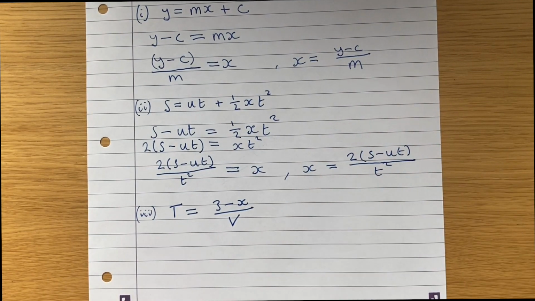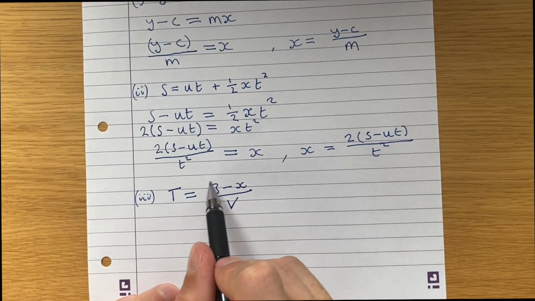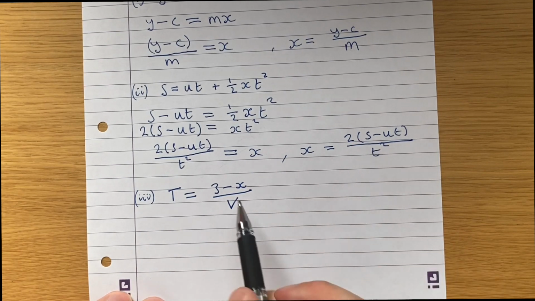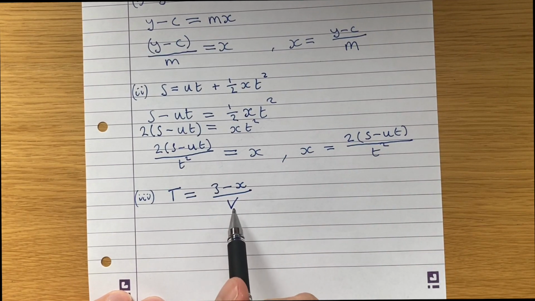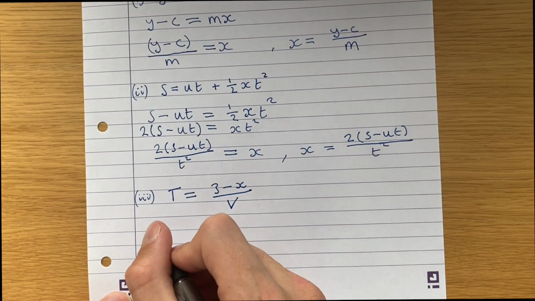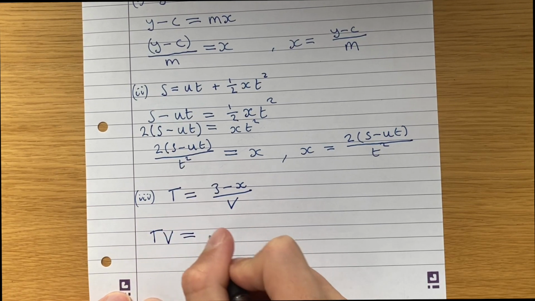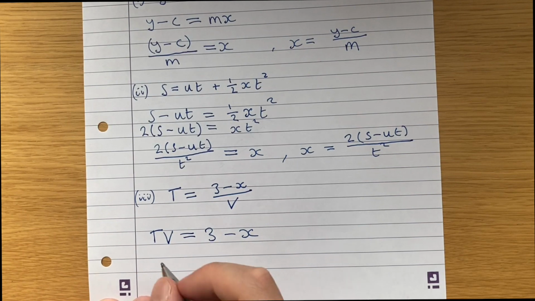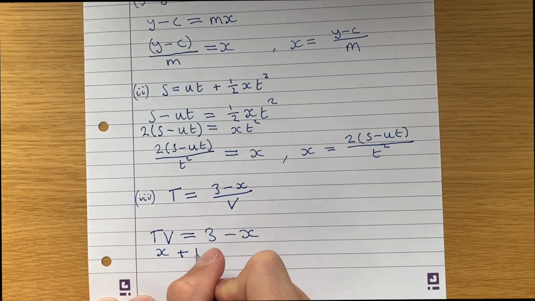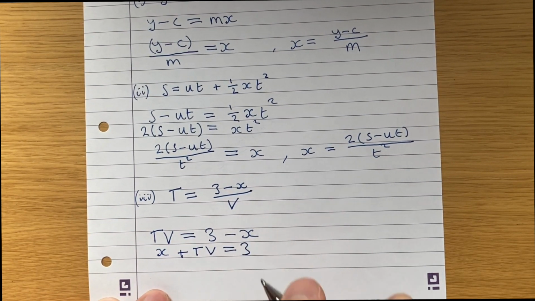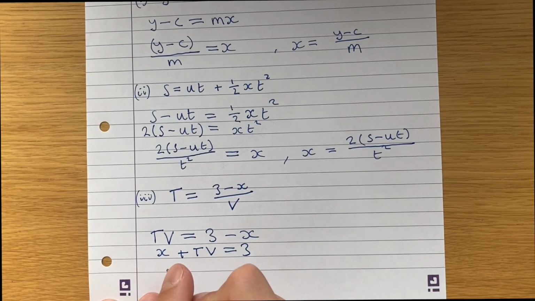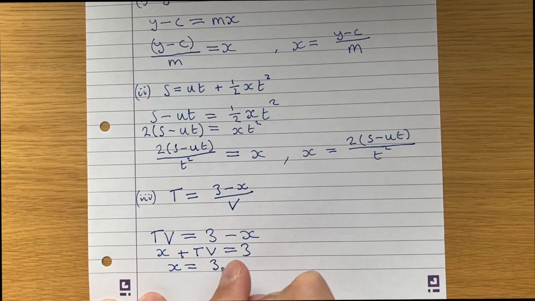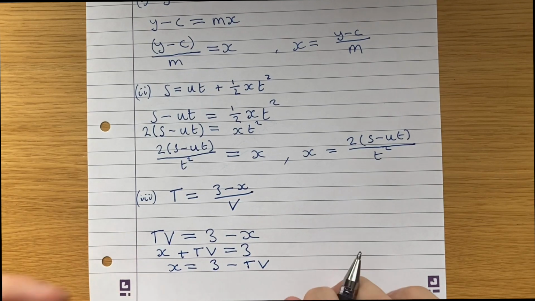over t squared. So now we're asked in part 3 to make x the subject of this formula. Well, we always want to get rid of divisions when we can, so if we multiply through by v, we get that tv is equal to 3 minus x. Now if we add x to both sides, we get that x plus tv is equal to 3. And if we minus tv from both sides, we get that x is equal to 3 minus tv. And there's our answer.